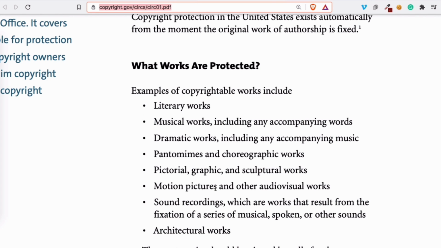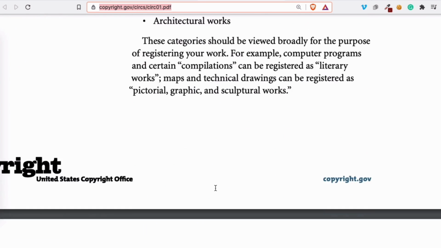everything you see here. These things are protected. Even the graphics that you make, those things are protected. You don't have to worry about it. As soon as you make it, you meet the requirement, you have copyright on it. It's that simple. But when you have copyright on it, what rights do you have?